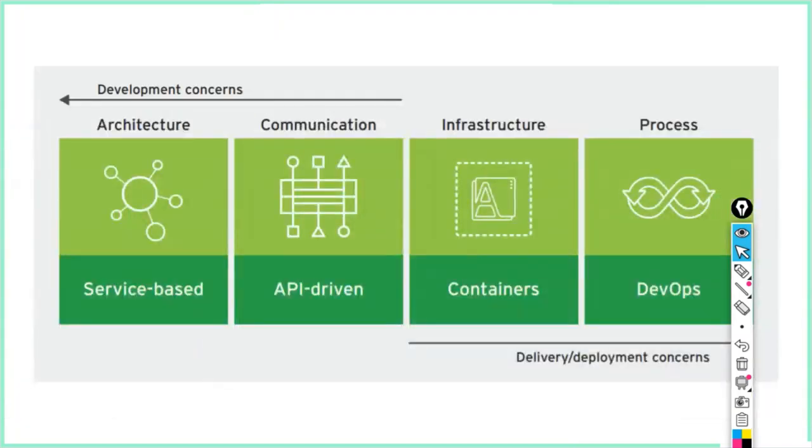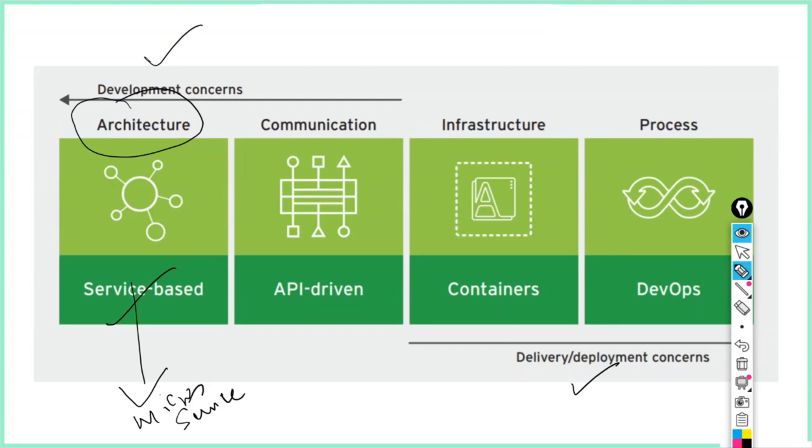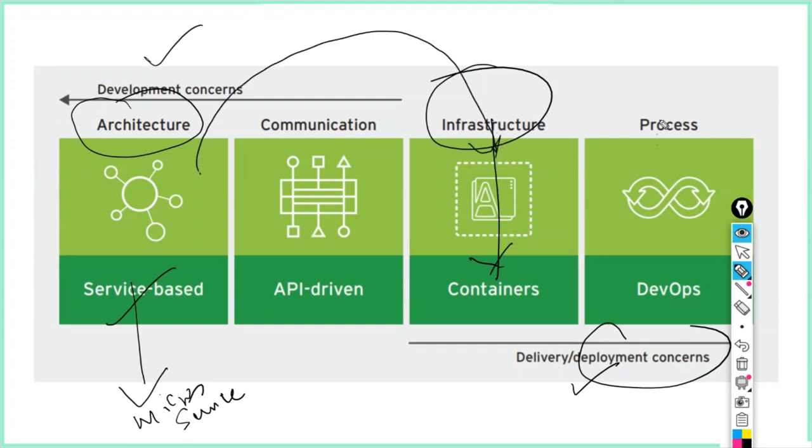So to summarize what I have discussed, the current demand is, we have delivery and deployment concerns, and we have development concerns. When you're taking up development, fix the architecture of the application to be service based, that is, use microservice architecture. I didn't talk about communication, I'll talk about it. When it comes to deployment concern, ensure that you are doing everything in the form of containers. And to bridge the gap between the code and the deployment, ensure that you are taking up a proper process, infusing DevOps principles.